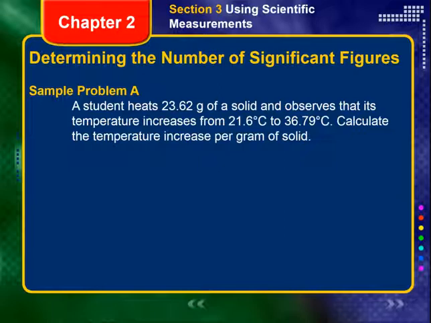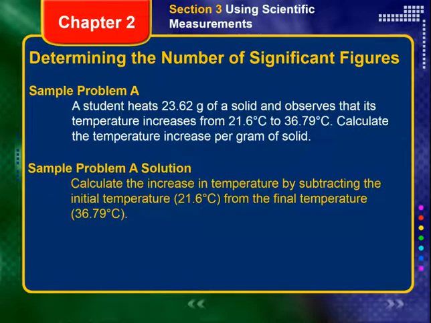A student heats 23.62 grams of a solid and observes that the temperature increases from 21.6 degrees Celsius to 36.79 degrees Celsius. Calculate the temperature increase per gram of solid. Now, I'm just going to give you a heads up. I'm going to use some thermodynamics here. You do not know this. You don't have to know this. I'm just using this simple calculation so that you can follow the number of significant figures used. You shouldn't be able to do this right now. Or should I say, you shouldn't know how to set up the calculation. What we're practicing is the significant figures, so don't get intimidated here.